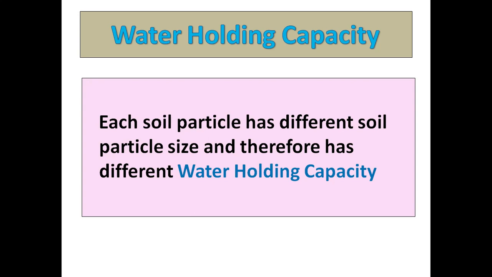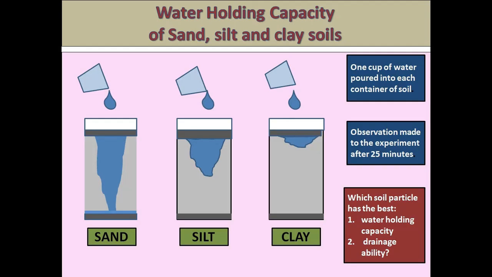Each soil particle has a different particle size and therefore has a different water holding capacity. The water holding capacity for sand is different from that of silt and clay. That's what it's basically saying, and it is because the size of the sand, silt, and clay particles are different. That is why. Here we have a diagram showing an experiment that was done on the water holding capacity of sand, silt, and clay soils.